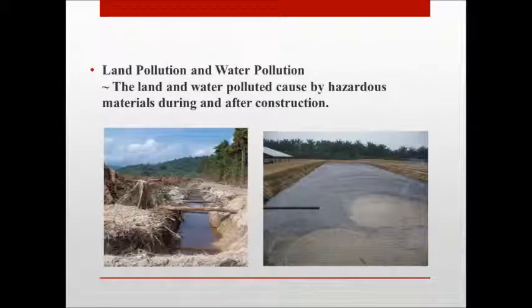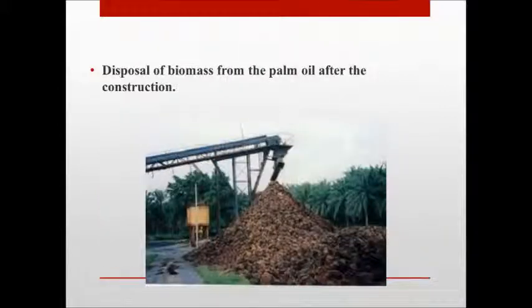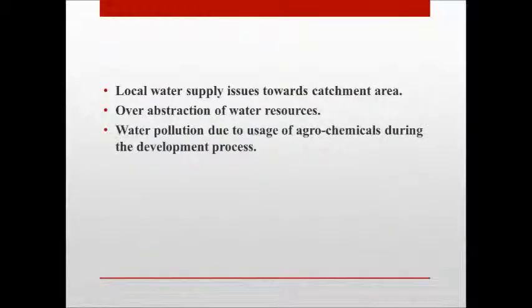Land pollution and water pollution. The land and water polluted caused by hazardous materials during and after construction. Disposal of biomass from the palm oil after the construction. Local water supply issues towards catchment area. Over-abstraction of water resource. Water pollution due to usage of agrochemical during the development process.